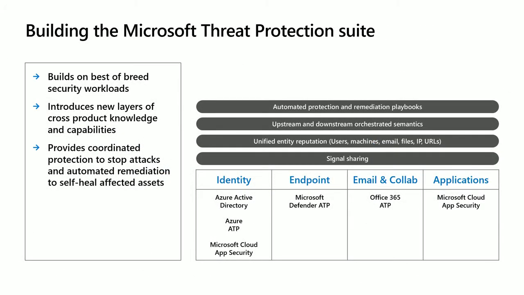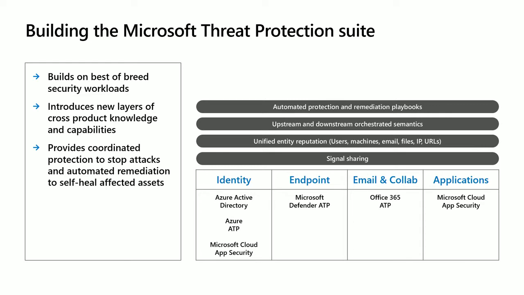Really, MTP builds on top of the pillars that we already have from all these awesome individual security products. The 4 pillars that you might hear me or Nama refer to for the rest of the presentation are identity, endpoint, email and collab, and applications. And what Microsoft Threat Protection has done is introduce 4 or more awesome capabilities on top of these pillars.